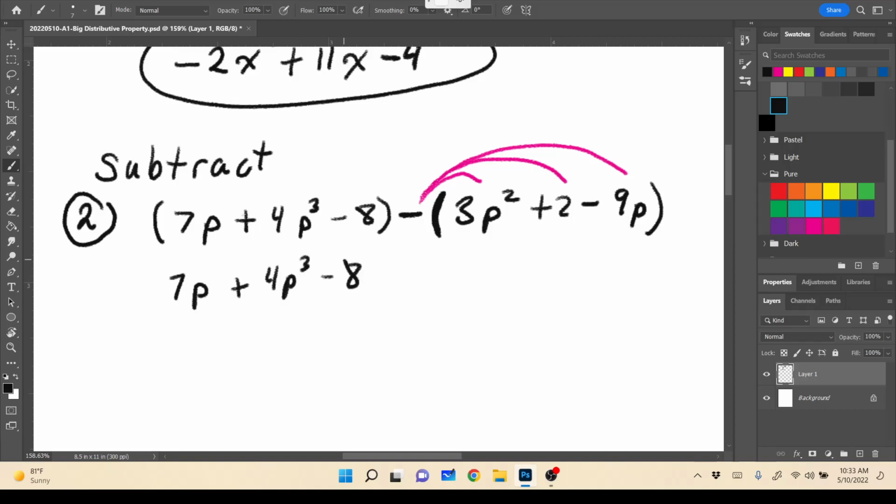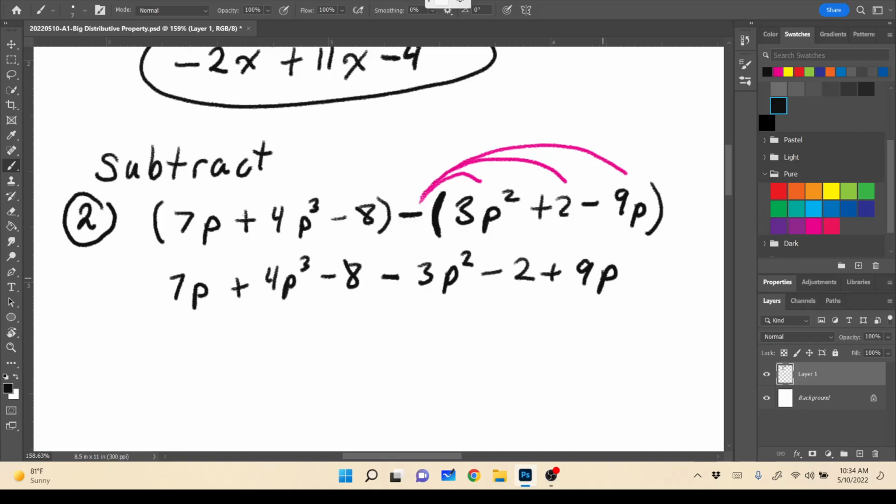And then here we've got to distribute. So instead of positive 3P squared, it is going to be minus 3P squared. And instead of plus 2, it's going to be minus 2. Instead of minus 9P, it's going to be plus 9P. Does that make sense? So on the second, what are they called again? Polynomials. You just put everything negative.